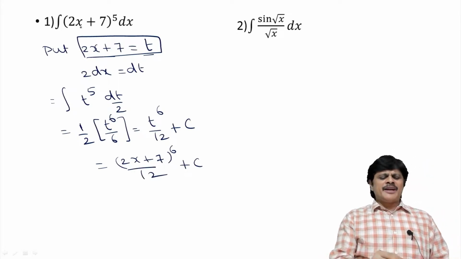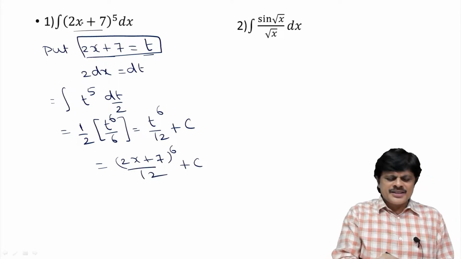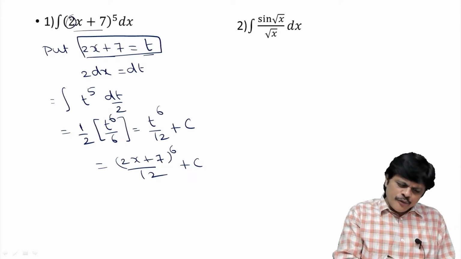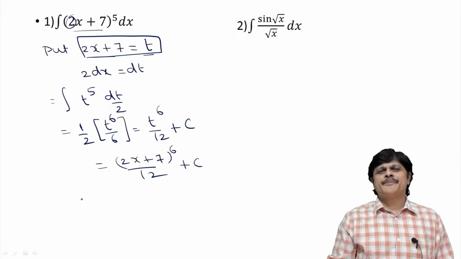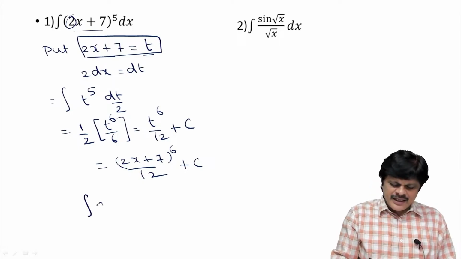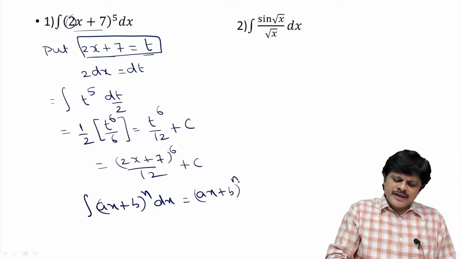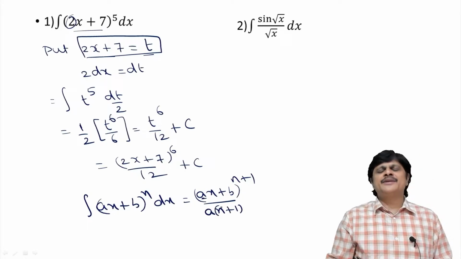But actually whenever you have such a linear term, instead of doing all that, directly you write (2x plus 7) whole power 6 by 6, and the coefficient you can write in the denominator. Directly you can do it. For example, integral of (ax plus b) whole power n dx can be written as (ax plus b) whole power n plus 1 by n plus 1 into the coefficient of x, which is a. Like that you can write.